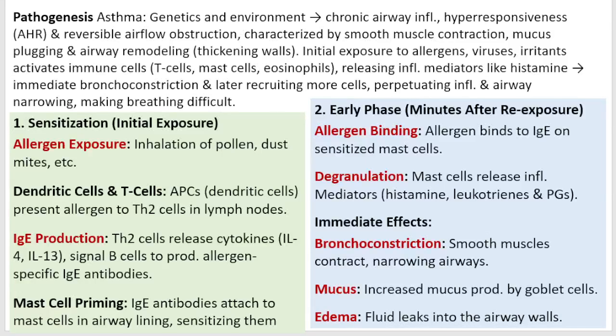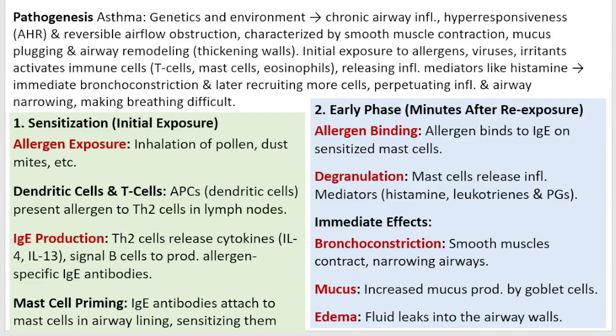First one is the sensitization or the initial exposure. First time exposure to allergens, which are inhaled as pollens or dust mites. The dendritic cells present them to T helper 2 cells, which release cytokines, especially interleukin 4 and interleukin 13. The B cells are also signaled to produce IgE, immunoglobulin E type, which binds to mast cells, hence priming them for later stages.